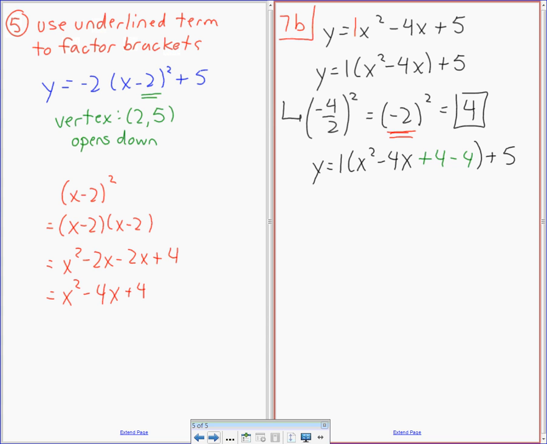Good. So what we're going to do to remove the negative from the bracket is you're just going to do 1 times negative 4 and run it out. So it's going to change into 1 x squared negative 4x plus 4 and then negative 4 plus 5.